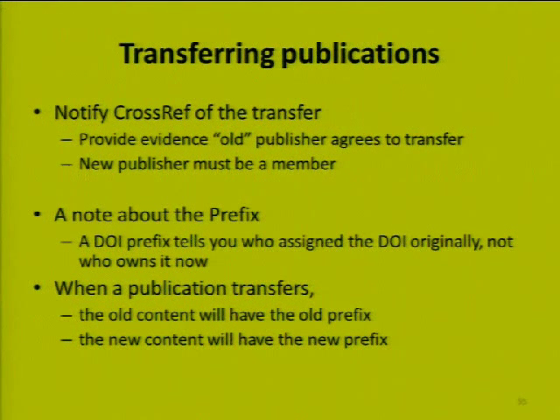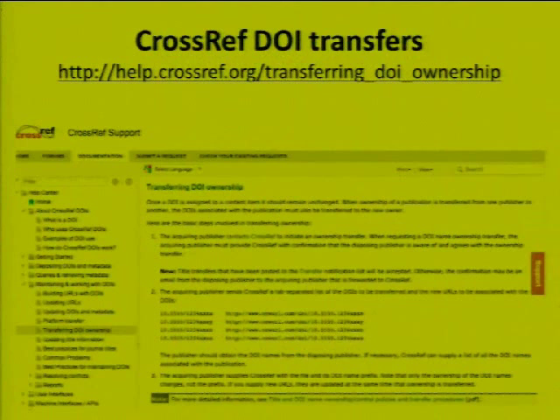And I mentioned about the prefix. The DOI tells you who assigned the DOI, not who currently owns it. So when a publication transfers, the old content will still have the old prefix, because the DOI must not change. But the new content that is starting to be published by Taylor and Francis or whoever will have a new prefix assigned by them. I mention this because people get very concerned about this.